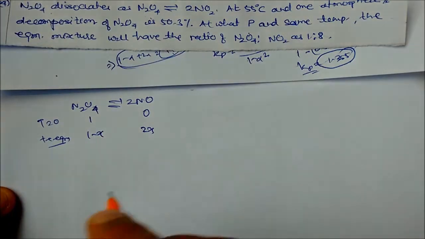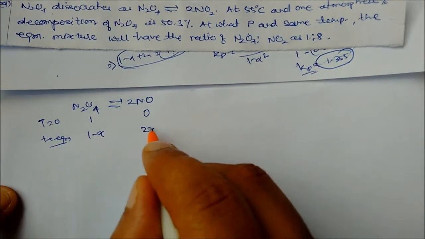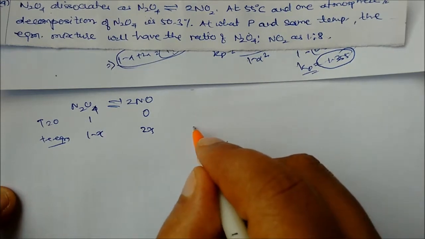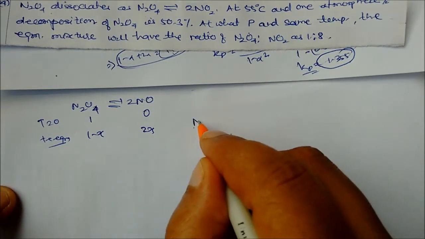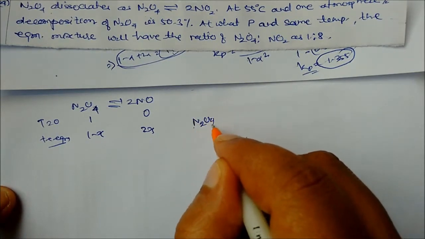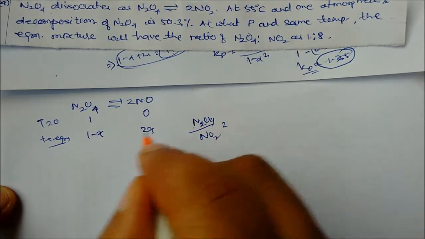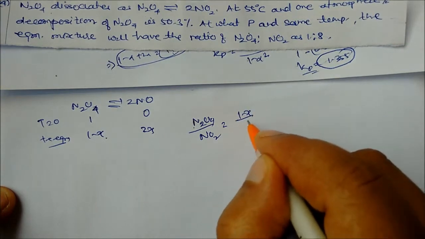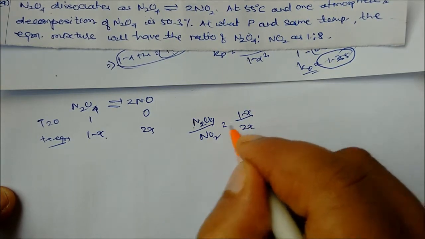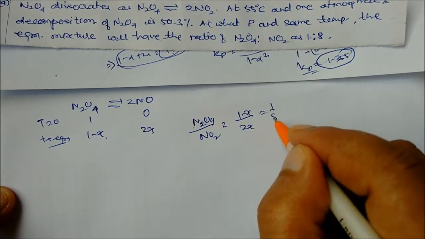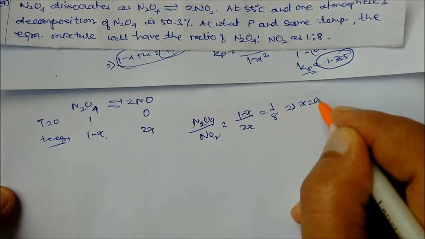Again you do the same thing. Kp we already know. The ratio of N2O4 to NO2 is 1 minus x divided by 2x, which is given as 1 by 8. On solving this, we know that x is equal to 0.8.